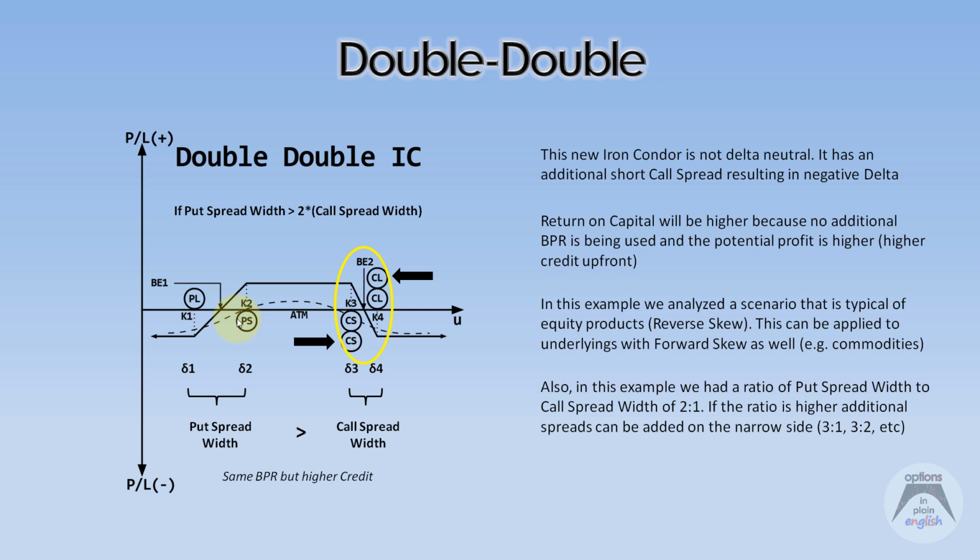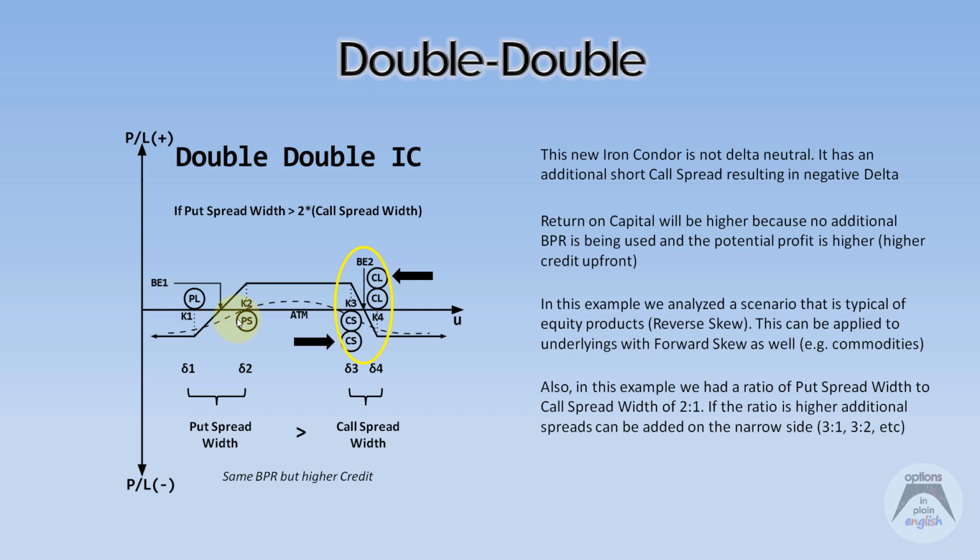Also, in this example, we had a ratio of a put spread width to the call spread width of 2-to-1. If the ratio is higher, you can add additional spread on the narrow side. So if it's 3-to-1, you can have 2 additional spreads on the call side. If it's 3-to-2, then you can have 2 on one side and 3 on the other. And that's how you're going to be maximizing your use of capital.